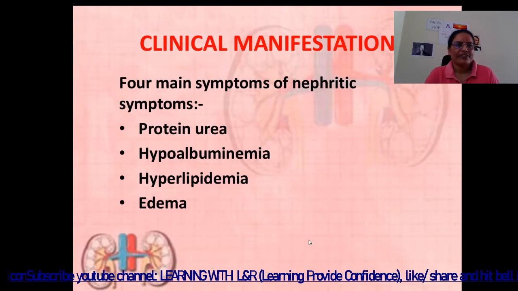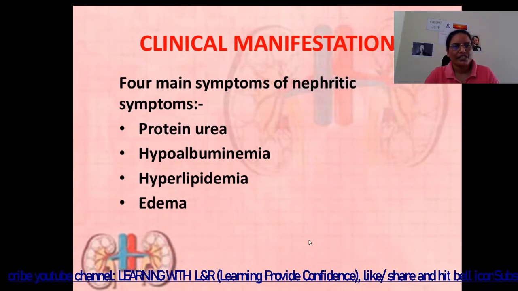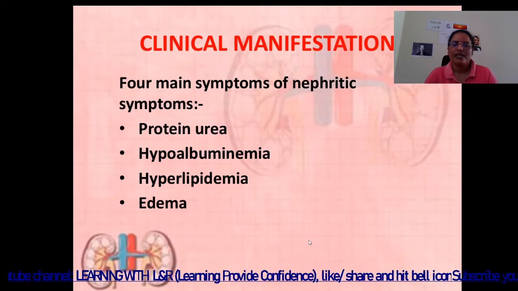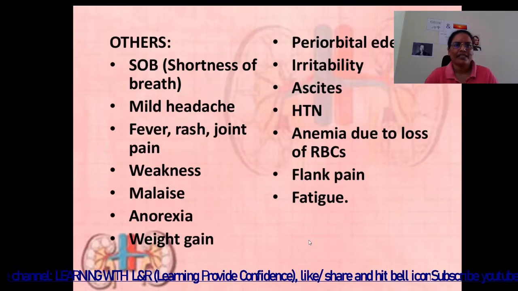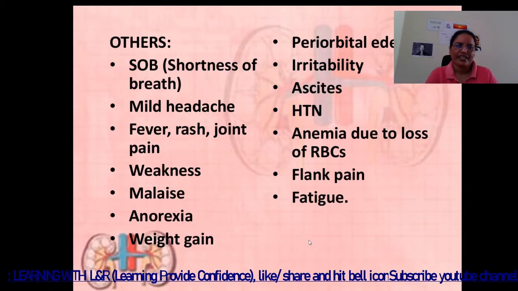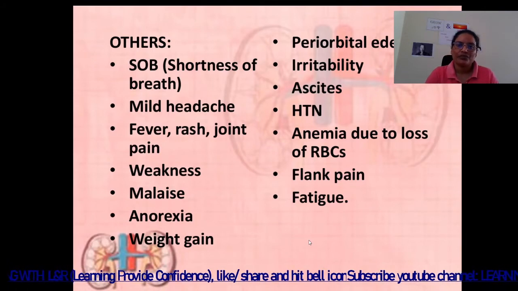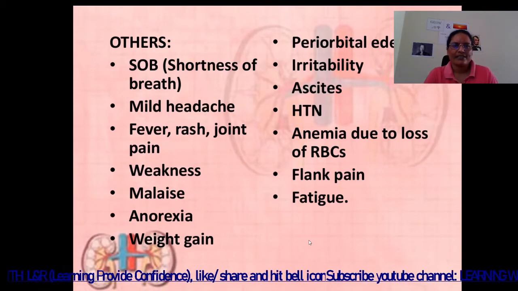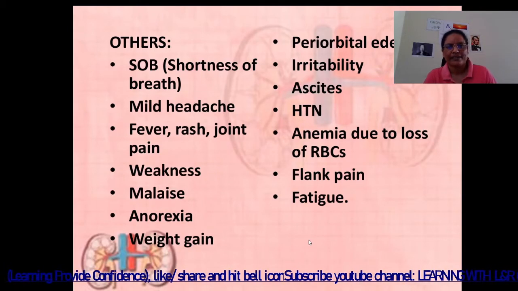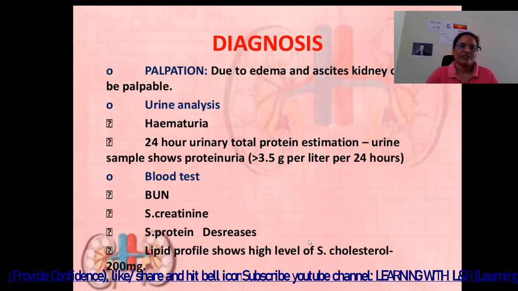Then clinical manifestations. The four main symptoms of nephrotic syndrome are proteinuria, hypoalbuminemia, hyperlipidemia and edema. Others are shortness of breath, mild headache, fever, rash, joint pain, weakness, malaise, anorexia, weight gain, periorbital edema, the edema around the eyes, irritability, ascites, hypertension, anemia due to loss of red blood cells, flank pain and fatigue. Diagnosis. Palpation.